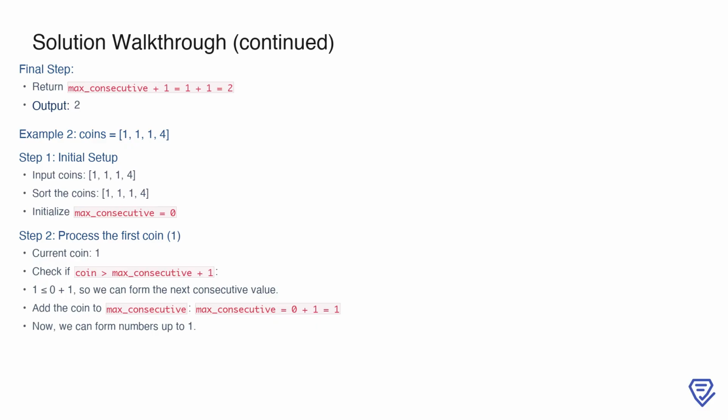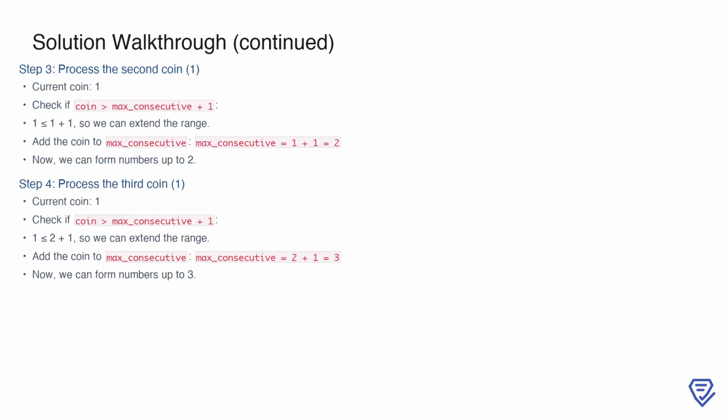Moving to the second example, the input coins are 1, 1, 1, 4. After sorting, the coins remain 1, 1, 1, 4. We initialize max_consecutive to 0 again. Starting with the first coin, which is 1, we check if it is greater than max_consecutive plus 1. Since 1 is less than or equal to 1, we add this coin to max_consecutive, updating it to 1. This means we can now form all consecutive values up to 1.